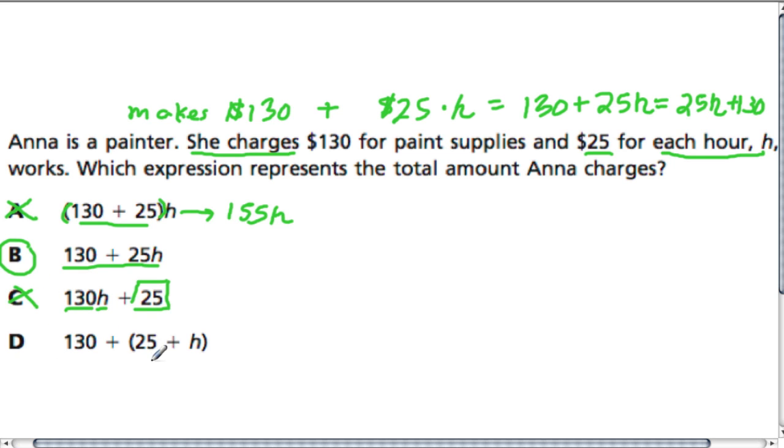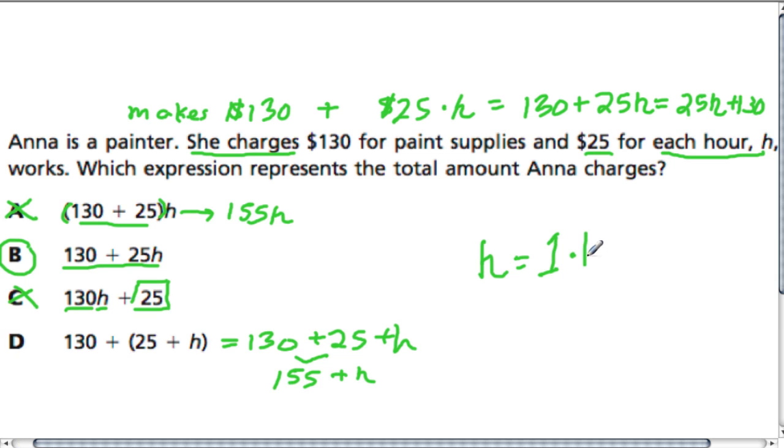In this equation here, we can almost get rid of these parentheses in a way and just think of it as 130 plus 25 plus H. This would represent 155, if I add these two up, plus the hours, which is also kind of saying that if you just see a variable like H, that represents 1 times H. Why? Because 1 times anything gives you back that same result.